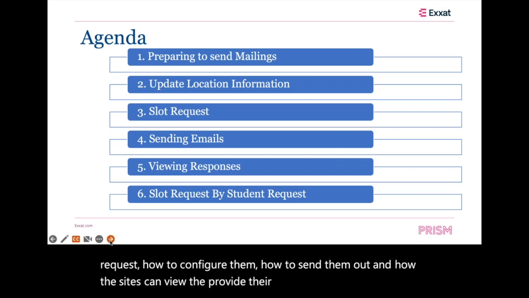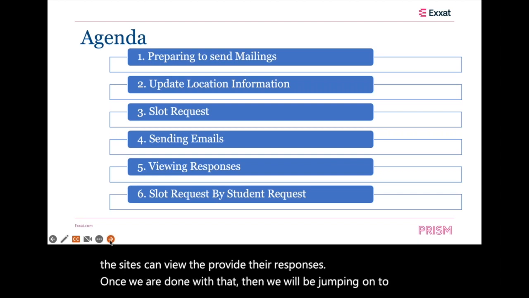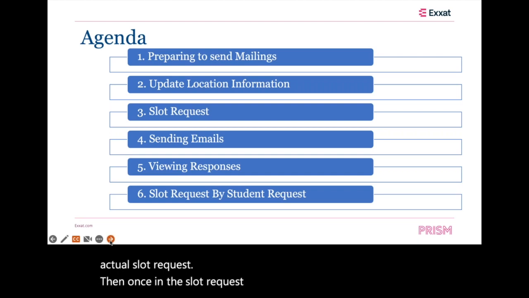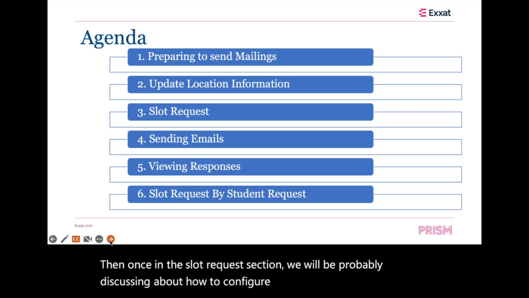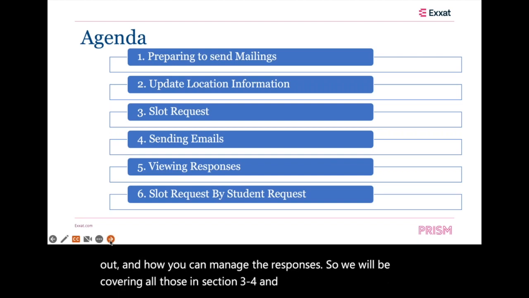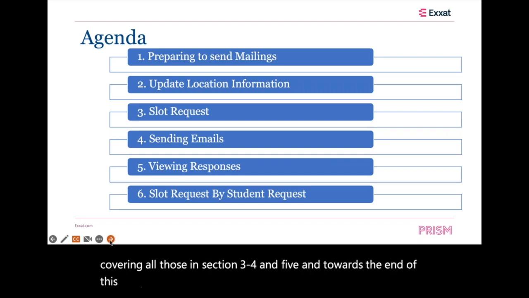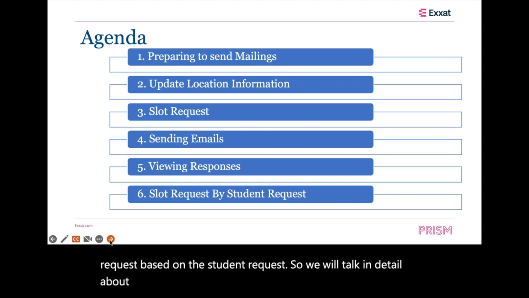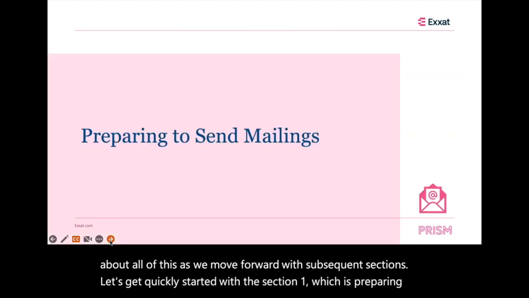Once we are done with that, we'll be jumping on to the actual slot request. In the slot request section, we will be discussing how to configure the slot request, how to send it out, and how you can manage the responses. We'll be covering all those in sections 3, 4, and 5. Towards the end of this session, we will be talking about how you can send out a slot request based on the student request. We will talk in detail about all of this as we move forward with subsequent sections. Let's get quickly started with section 1, which is preparing to send mailings.